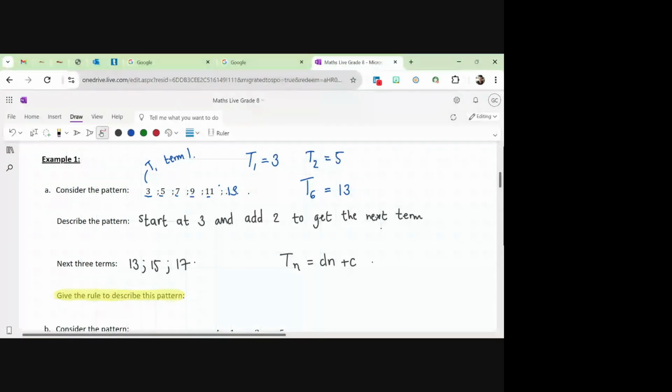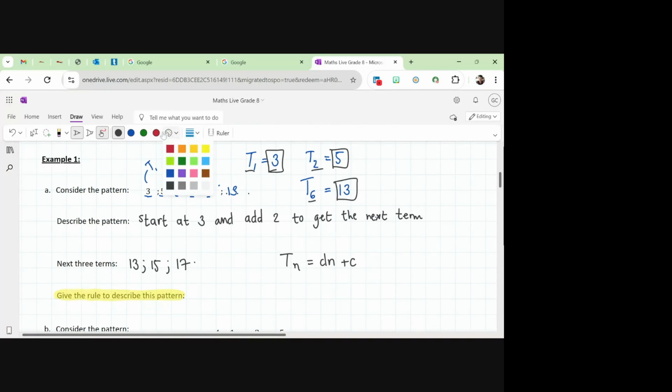So we can tell that whenever we have T1, T1 would give us the answer of 3. T2 would give us the answer of 5. T6 would give us the answer of 13. But now, if you look at ma'am's general rule, I don't have T something. I have TN. Ma'am has written TN over here. Now, what TN tells me is whatever position we're looking for. Which term? Okay, thumbs up.